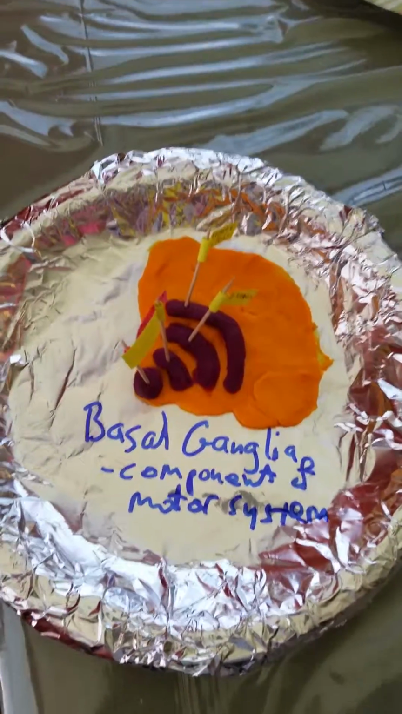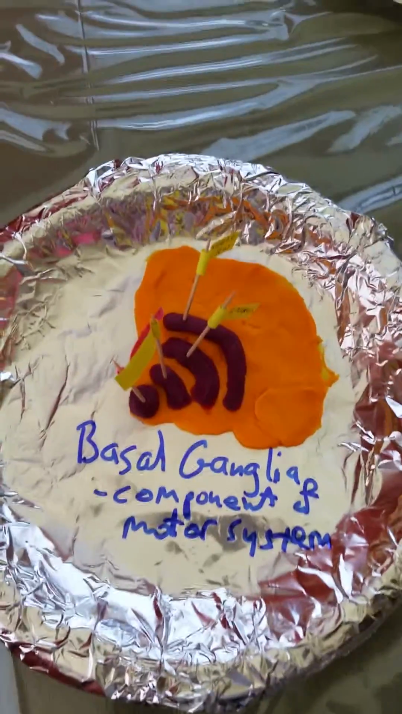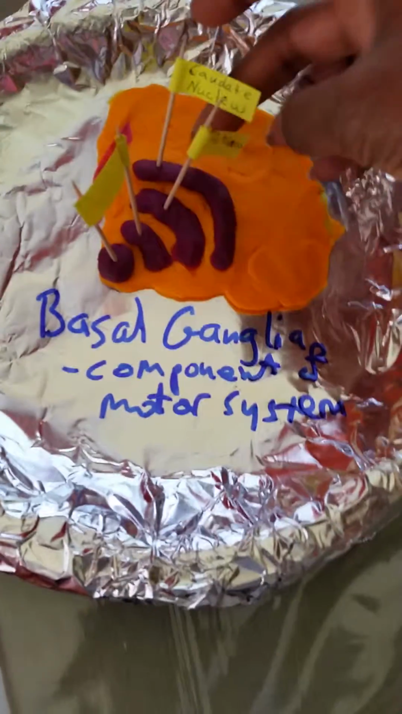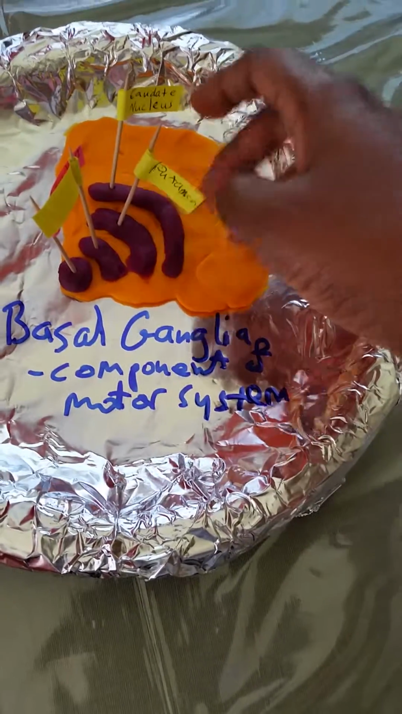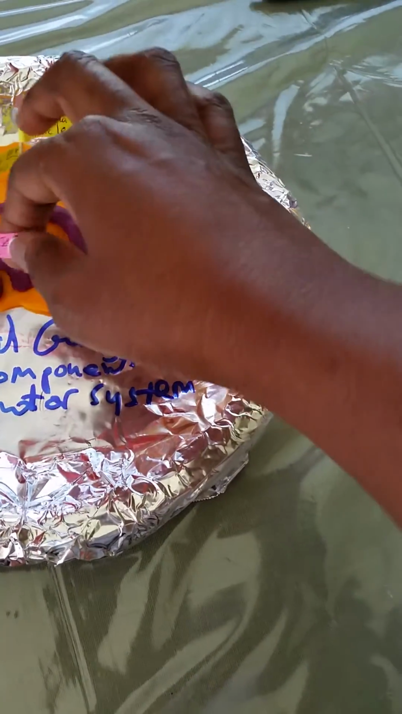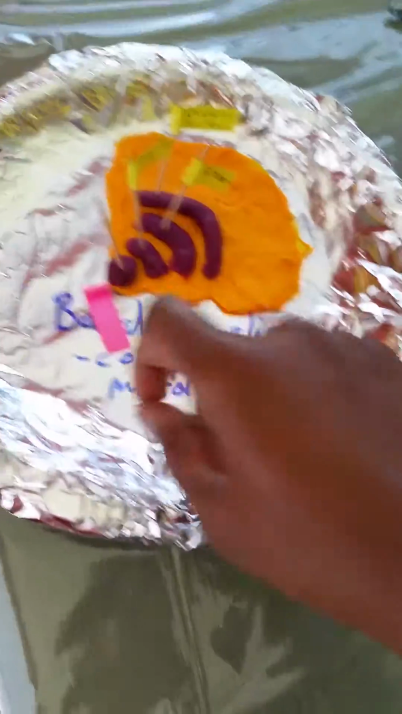And this first one is of the basal ganglia, and it's a component of the motor system, so it helps control a lot of our motor skills. There's the caudate nucleus, which is the top level, then you've got the putamen, and I did the globus pallidus, the internal and the external. Whoops, my label came off.